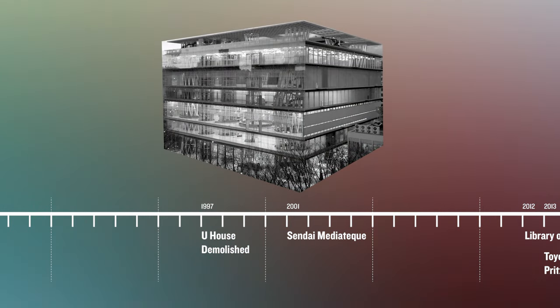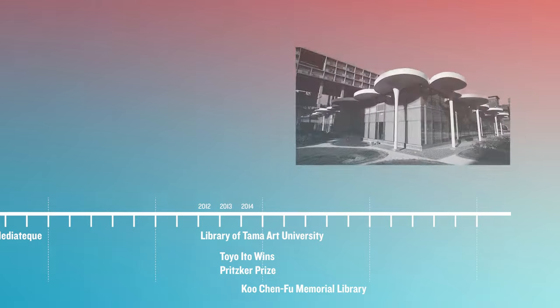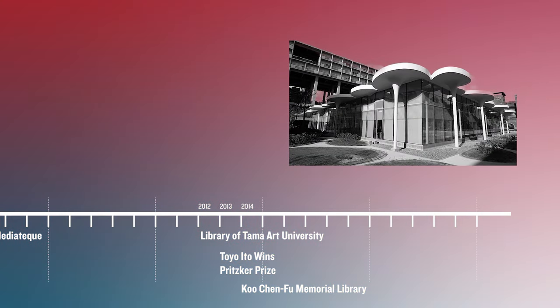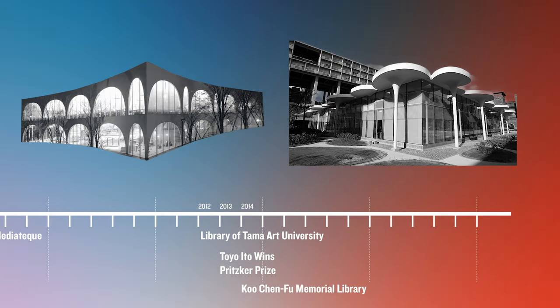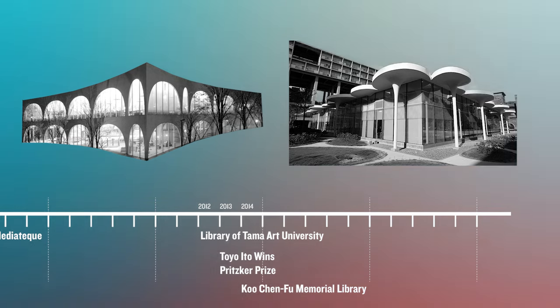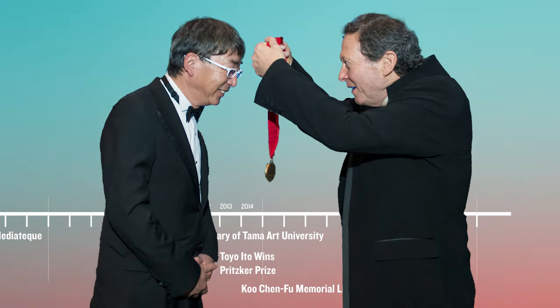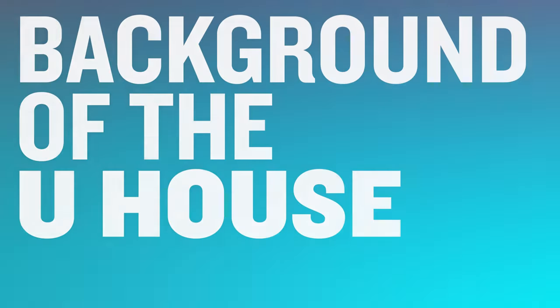Some highlights of Ito's design work include the Sendai Mediatheque, which was designed and built in 2001. It's an amazing building with 13 expanded columns that hold up 6 floating floor slabs. Then you have the Kaohsiung National Stadium... actually the Kuching... the Ku Chen Fu Memorial Library, a building made of a beautiful field of connected mushroom columns, and the library at Tama Art University, a deformed grid of arches, and that one's my favorite. Of course, Toyo Ito would go on to win the Pritzker Prize in 2013, which is architecture's most prestigious prize bestowed upon a life's work.